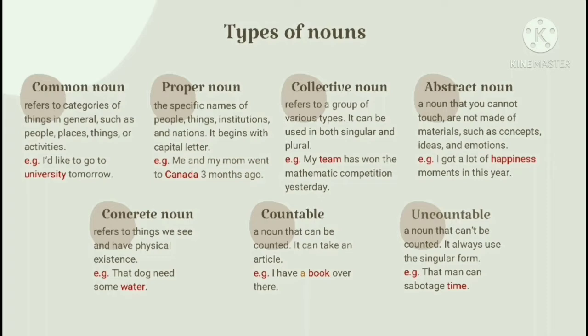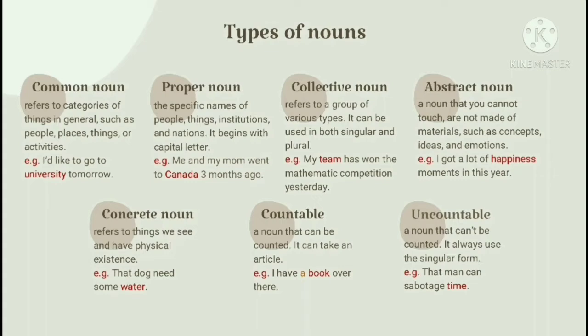The fifth type, concrete noun, refers to things we see and have physical existence. Concrete noun can be both countable and uncountable. So this is an example of concrete noun. That dog needs some water. The word water here is concrete noun.